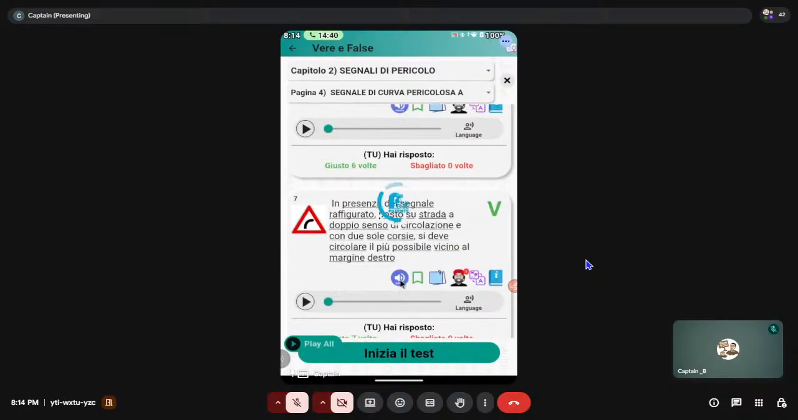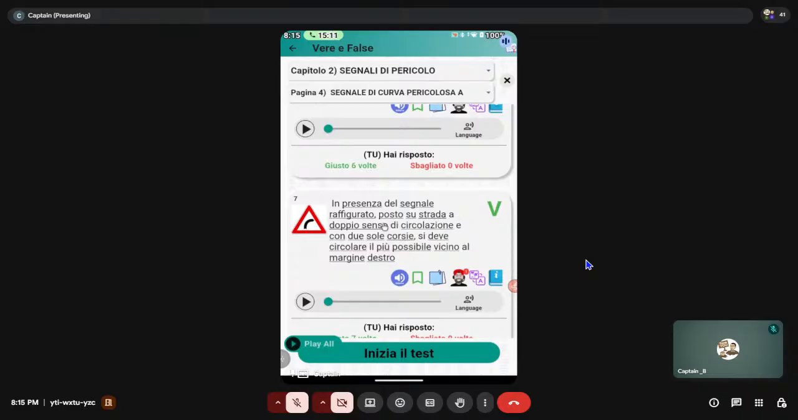Number 7. In presenza del segnale raffigurato, posto su strada a doppio senso di circolazione con 2 sole corsie, si deve circolare il più possibile vicino al margine destro. Pay attention. He said, in the presence of this sign, raffigurato meaning referring to, posto su strada meaning on the place, okay? Posto, a place, on the road. Su strada meaning on the road.